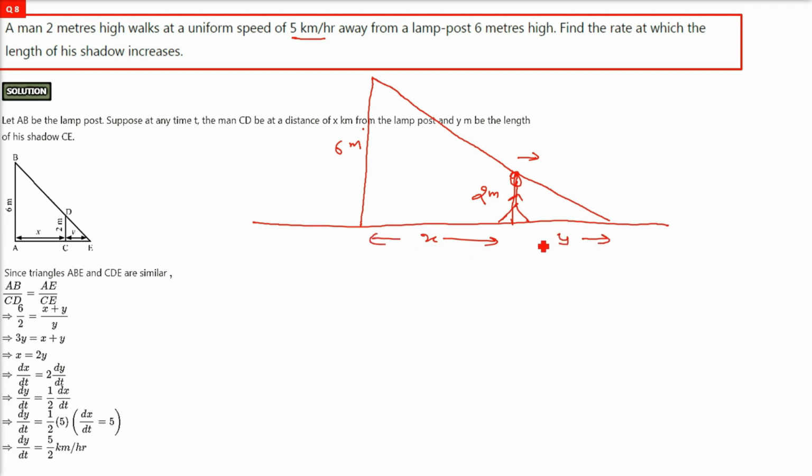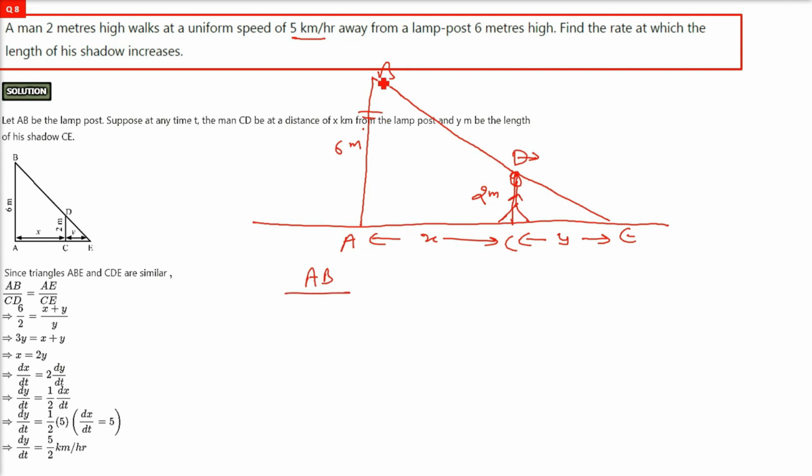He's moving away. We are going to use dx by dt for that. y is the size or the length of the shadow. Similar triangles, I don't need to tell you because you already know it very well. So this is A, this is B, this is C, this is D, this is E. We are talking about two triangles: the bigger triangle ABE and the second triangle CDE.